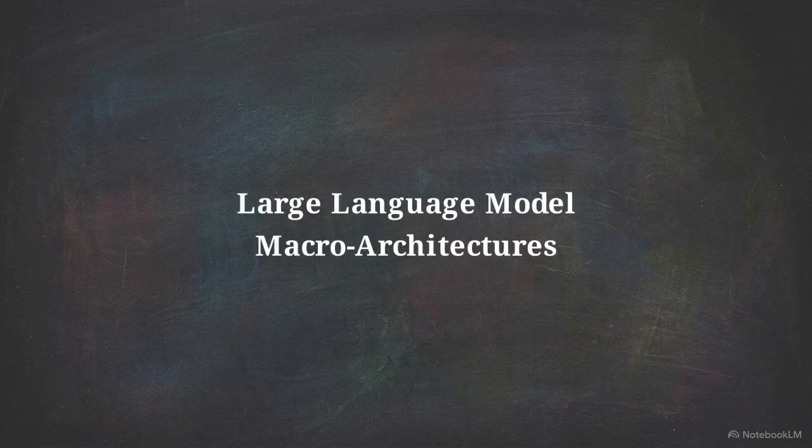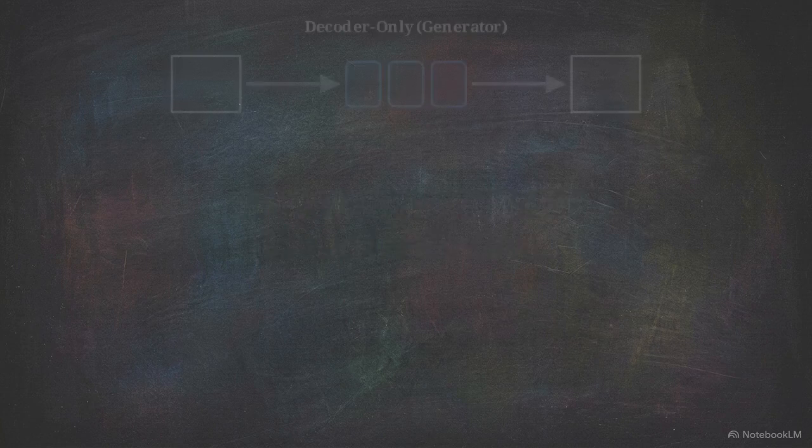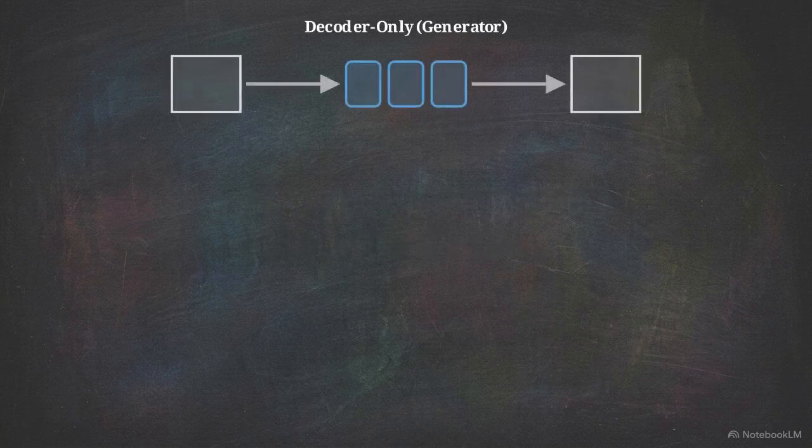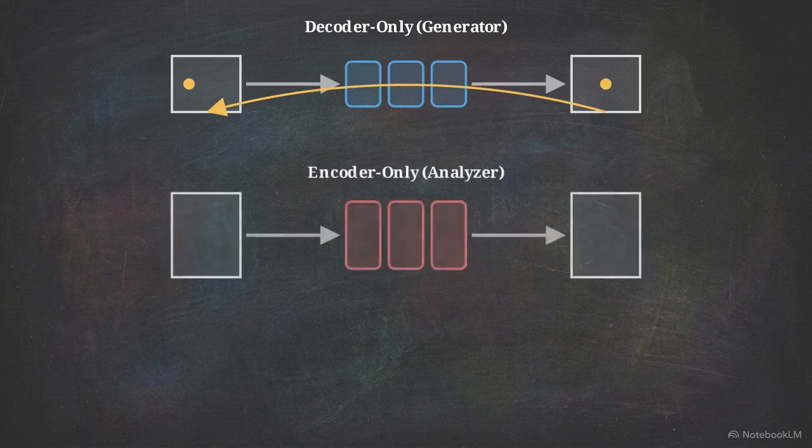These internal blocks are structured into different macro architectures depending on the system's purpose. The decoder-only architecture is the standard for models like GPT. It is autoregressive, meaning it generates one output token which is immediately looped back into the context window for the next cycle. We can contrast this with encoder-only architectures.